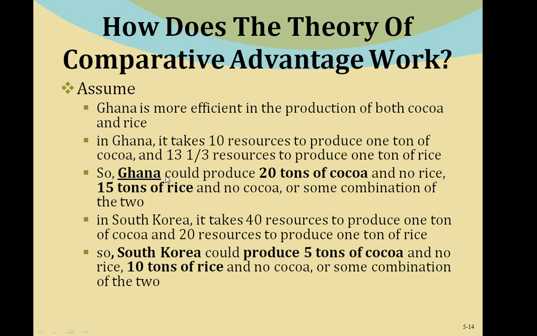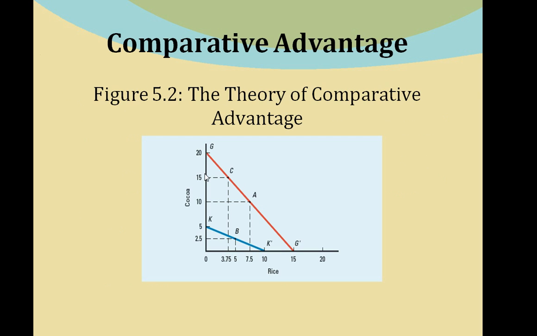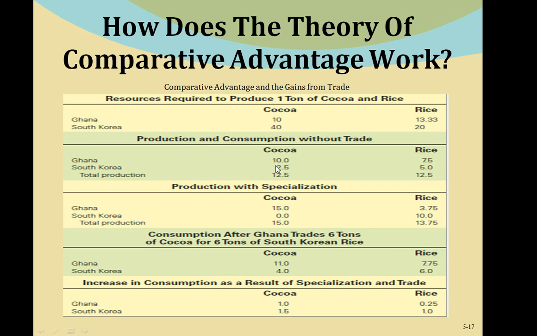Now Ghana is much better than South Korea in both products. In absolute advantage, if you are good in that production, you produce that good. But how about when you are good in both? So how do we do it? The resources are still 200. South Korea takes 40 resources. I think the summary is here.